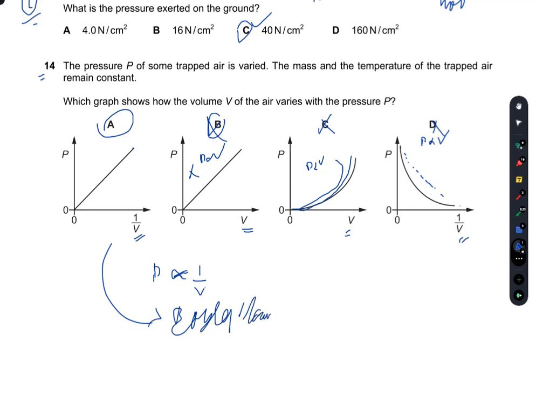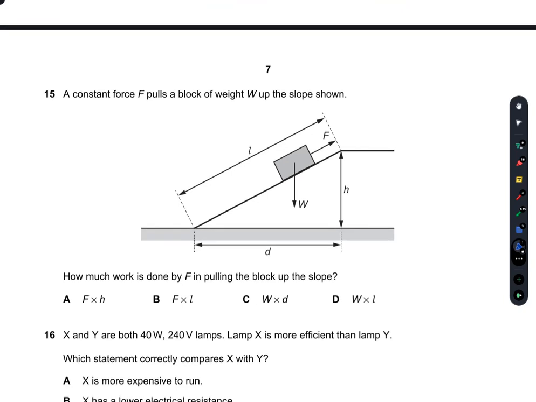So that means A would be the right option. Question number 15: a constant force F pulls a block of weight up the slope as shown. How much work is done by F in pulling the block up the slope?